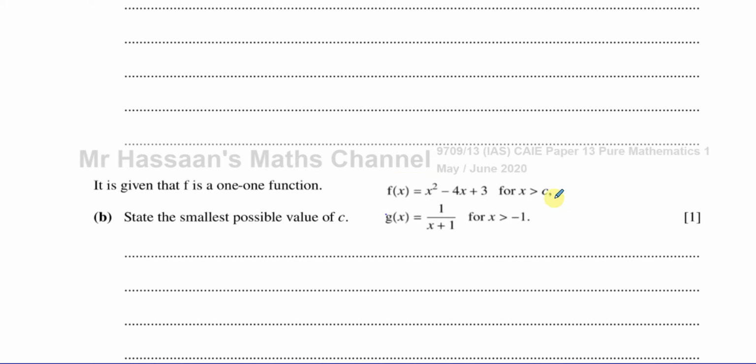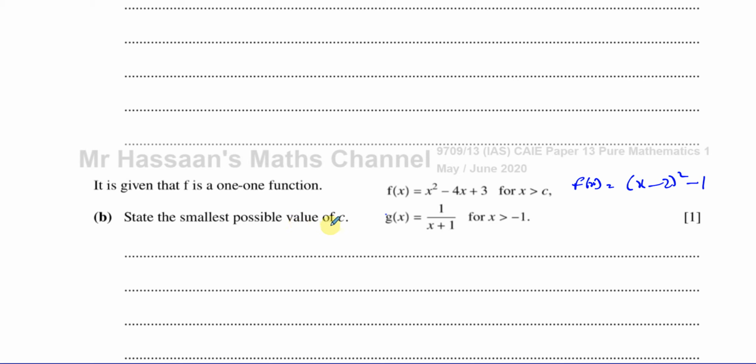So you have f of x equals x minus 2 squared minus 1. So that's the function f of x written in a slightly different form. Now it says it is given that f is a 1-to-1 function.